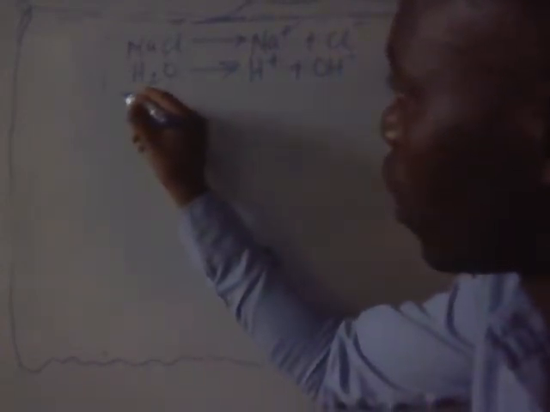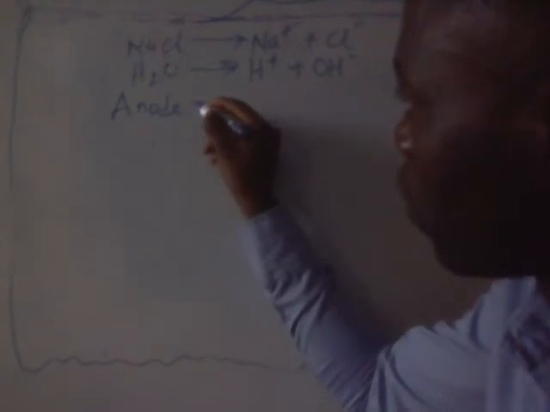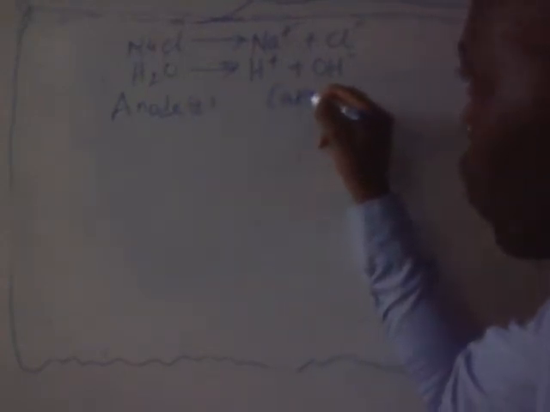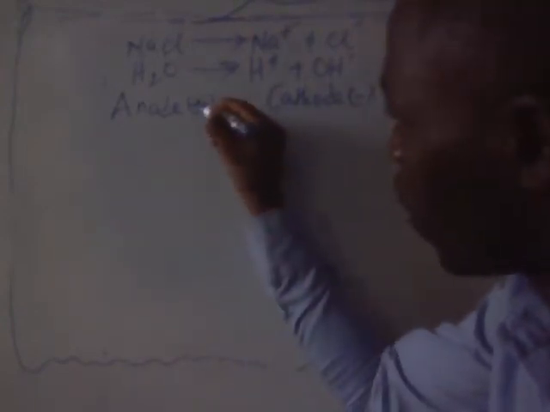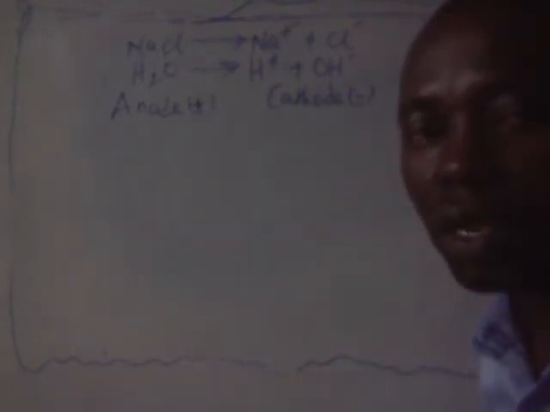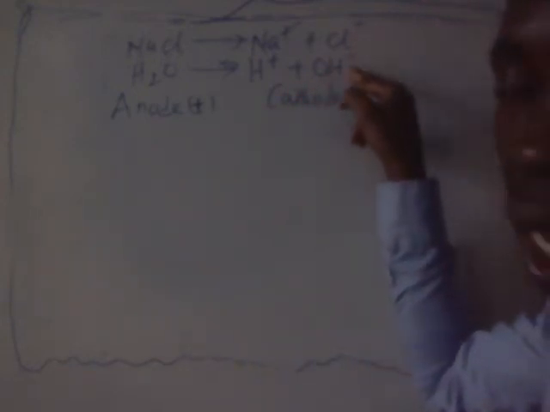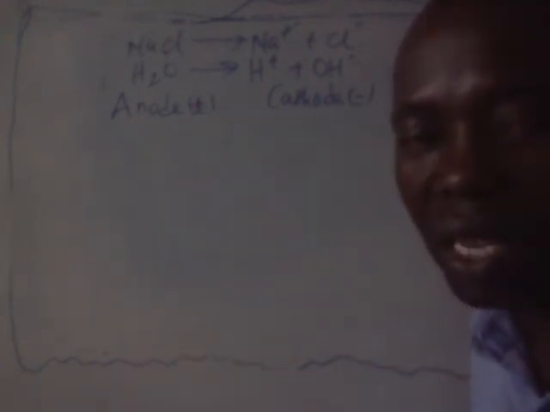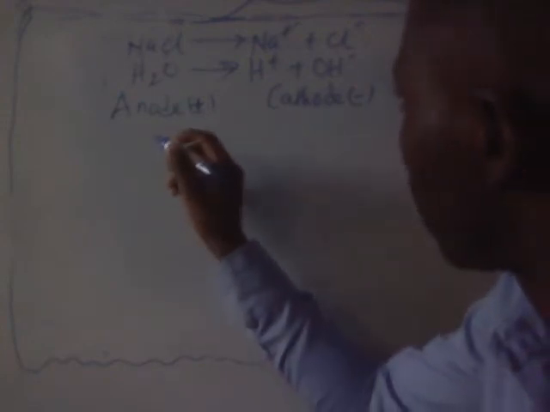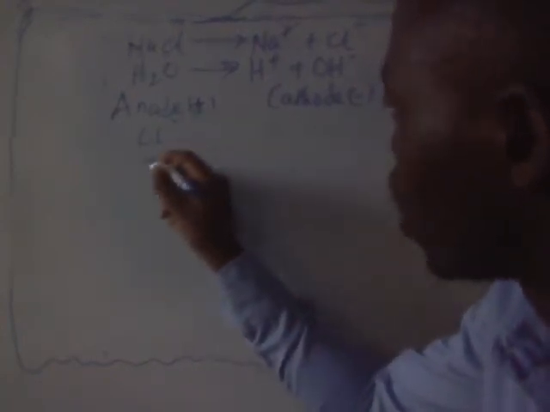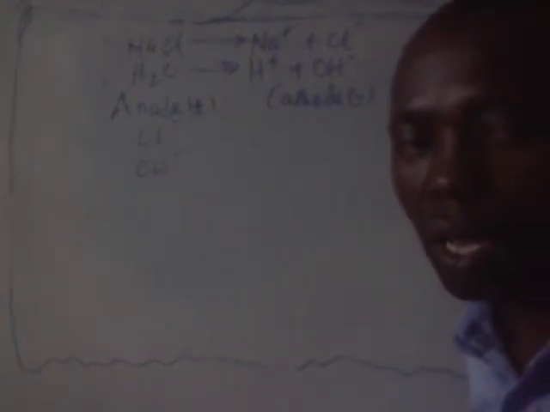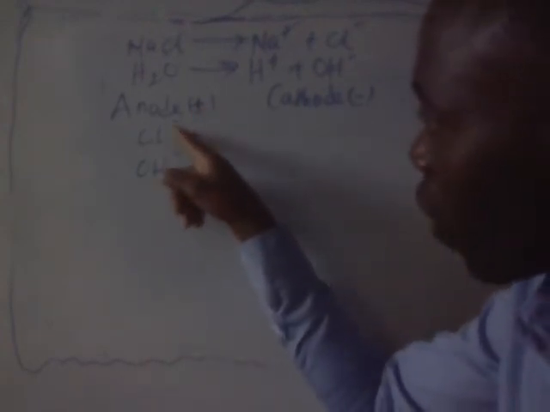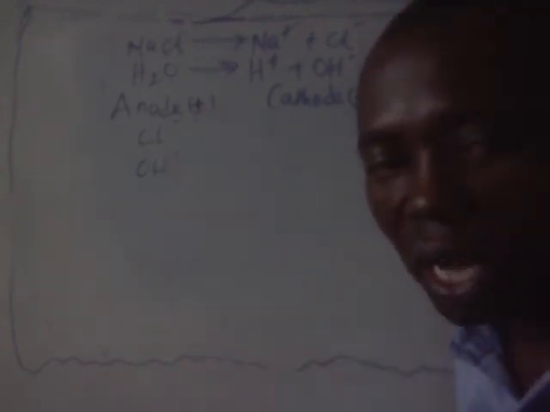So we now come to the anode. The anode is the positive electrode and the cathode is the negative electrode. At the anode, those ions that are negatively charged will migrate to the anode. That is Cl- and OH-, they will come to the anode side because like charges repel, unlike charges attract. So the positive electrode will attract the negative ions.